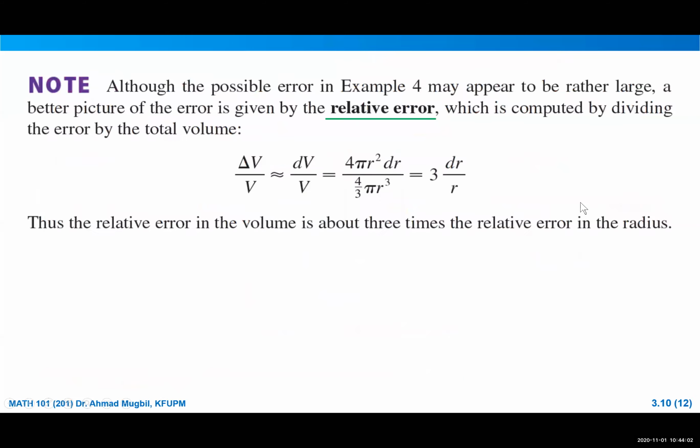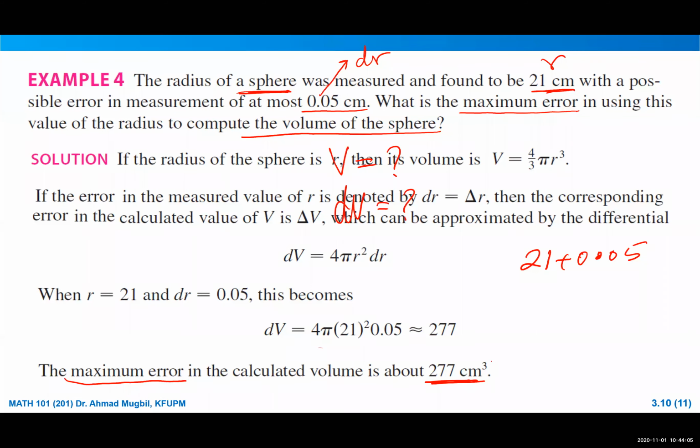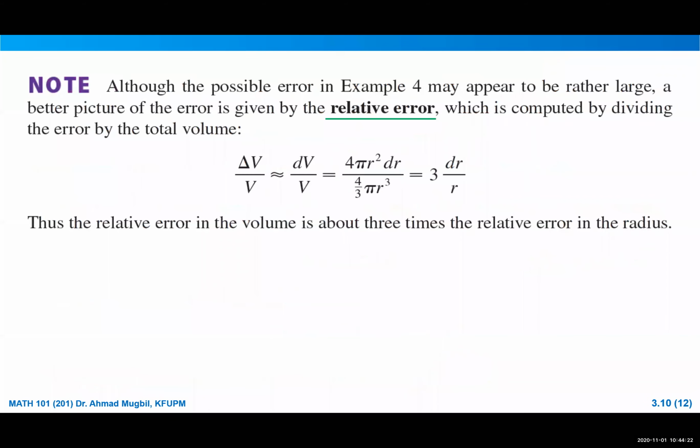Now, don't think that this is a big error, because it should be related to the quantity itself. Look at dr. The amount of error in calculating the radius is very small compared to the radius itself. To make that clear, you need to deal with what is called relative error. So the error related to the original quantity: you need to calculate dr with respect to r.